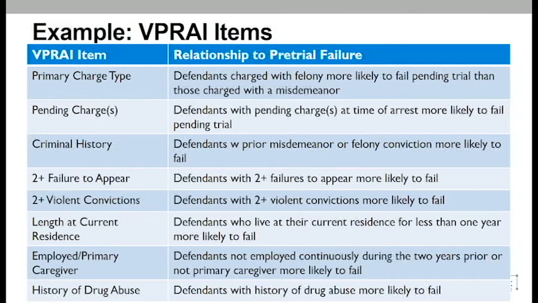Past criminal history or history of failure to appear are risk factors for failure to appear. Again, here we see the principle that past performance is predictive of future performance. And stability factors related to resident employment or caregiving are also related to the likelihood of pretrial failure, as is a history of drug abuse.